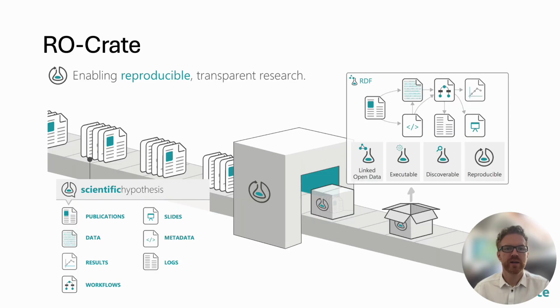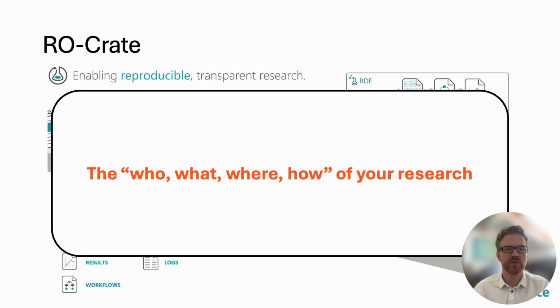As I said, RO-Crate is an approach to packaging research data with their metadata. When we do research, we generate lots of outputs like data, workflows, publications, and so on. But these might all be published in different places. RO-Crate is a way of connecting the different parts of your research together and describing them with metadata, making your research more executable, discoverable, and reproducible. It does this using the power of linked data and RDF. It's about provenance, capturing the who, what, where, how of your research.